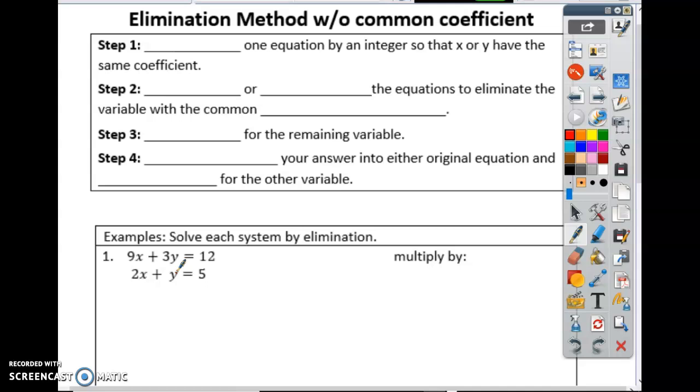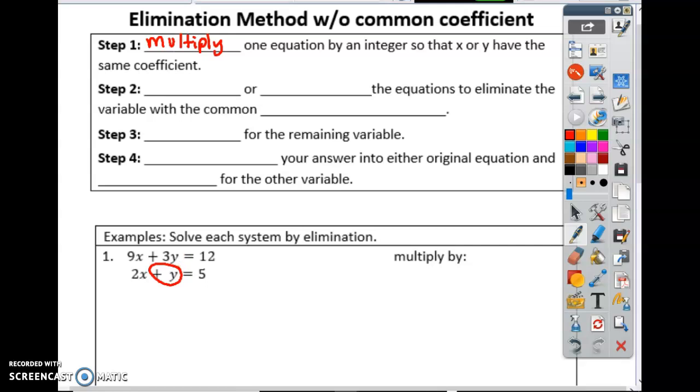Okay? So step one is to multiply one of the equations by an integer so that x or y have the same coefficient. So problem number one, okay, what would be a perfect situation? If this is a 3, right? If both of these are 3's, then I can cancel it. So if this was to be a 3, it would be perfect.